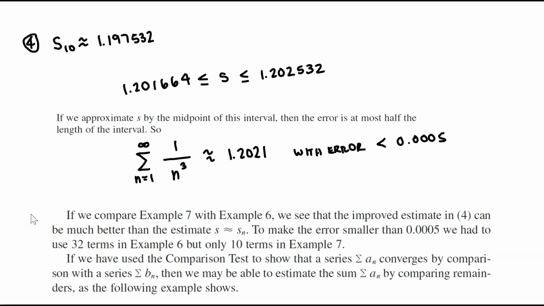If we have used the comparison test to show that a series a subscript n converges by comparison with a series b subscript n, then we may be able to estimate the sum of a subscript n by comparing remainders, as the following example is going to show.